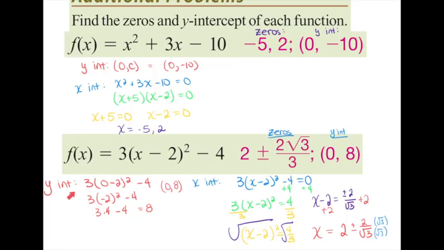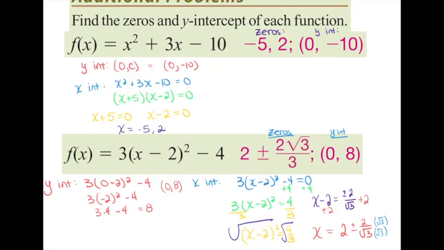So to get your y-intercept, you actually have to plug a 0 in. So 3, parentheses 0 minus 2 squared minus 4. Do order of operations, 0 minus 2 is -2. -2 squared is 4. 3 times 4 is 12, minus 4 is 8. My y-intercept is (0, 8).